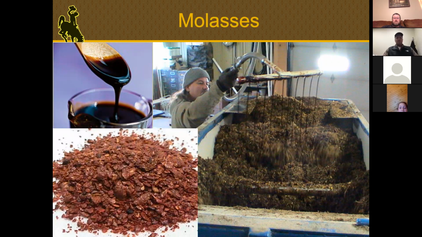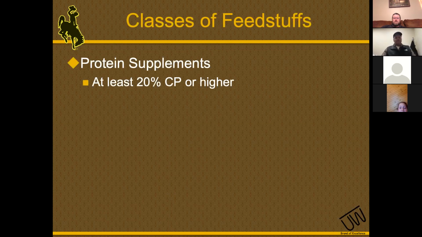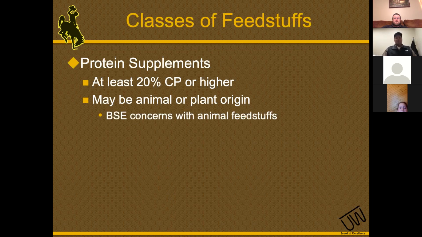So let's talk about proteins for a minute. Just like I said on the energy being less than 20%, proteins are going to be greater than 20%. So it can be animal origin, but we're mostly going to stick with plant origin. Due to BSE concerns, we don't really feed animal proteins back. We don't feed ruminant animals back to ruminant animals. We used to be able to use meat and bone meal. It would be basically scrap that was ground up and could be put back into feed, but because of the concerns with BSE, we don't really do that anymore.